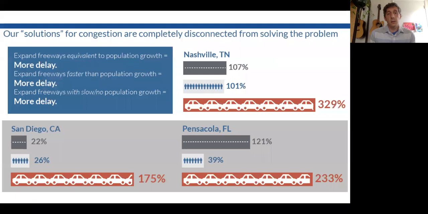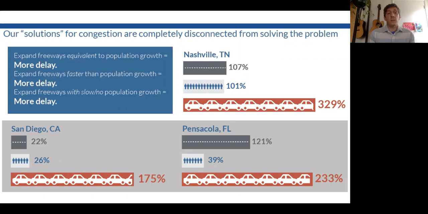Next slide. Just a few cities from around the country where you can see the impacts of that. But the point here, in that call out box on the top left, is that we've expanded freeways equivalent to population growth, faster than population growth, and slower than population growth, and expanded freeways with slow or no population growth. And yet in all cases, we've had more delay, more congestion.